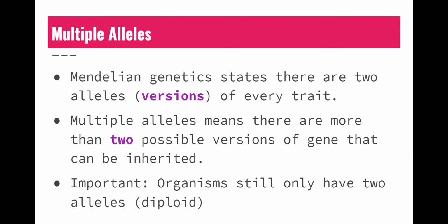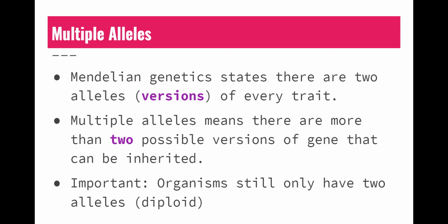Multiple alleles is a little bit different. This is where we're still talking about one gene, but there are more than two versions of this gene. So up until now, if you think about Mendelian genetics, there's been a dominant represented by a capital letter and a recessive represented by a lowercase letter. With multiple alleles, it would be like, let's add two or three more versions onto that.